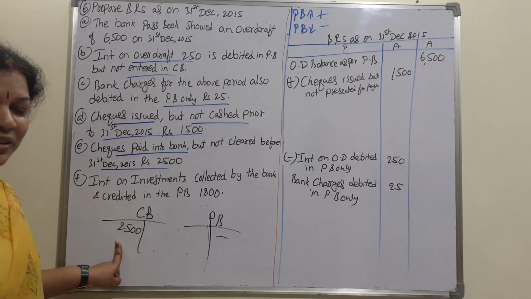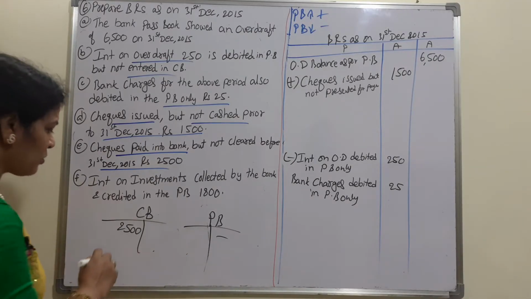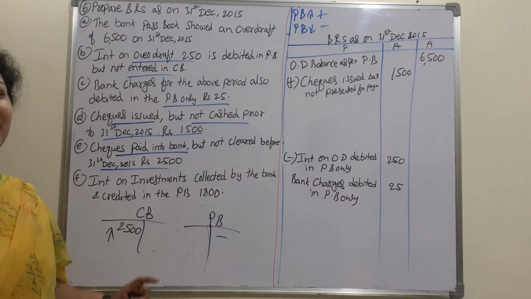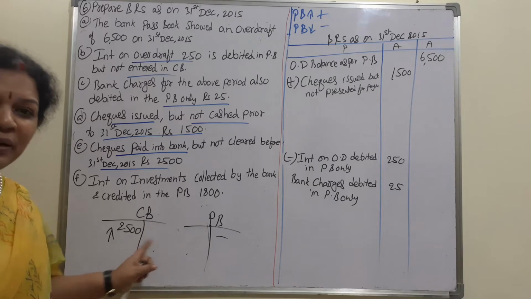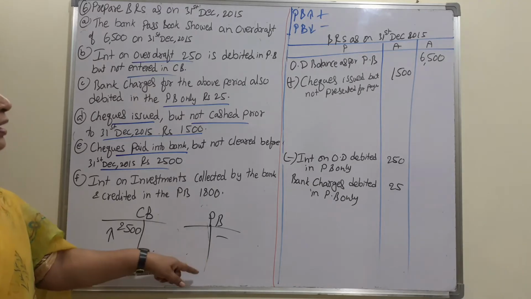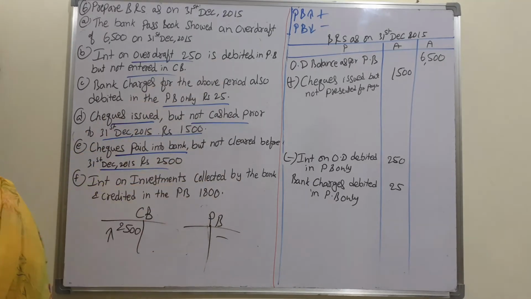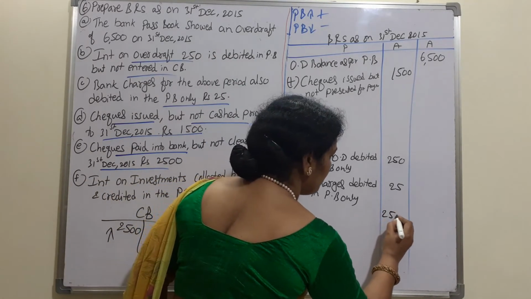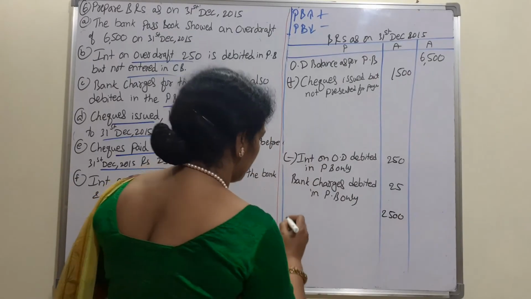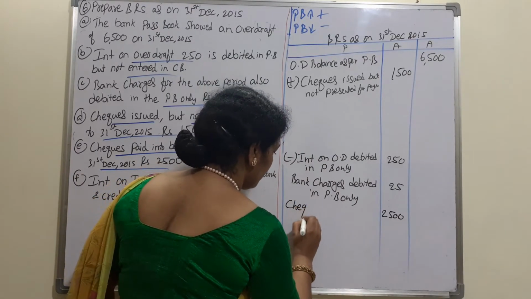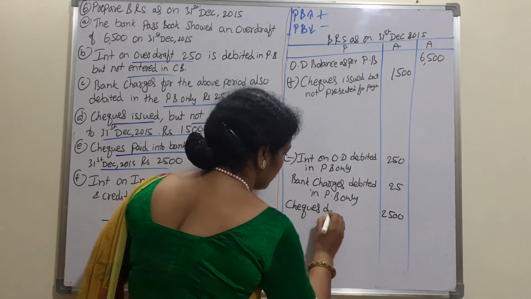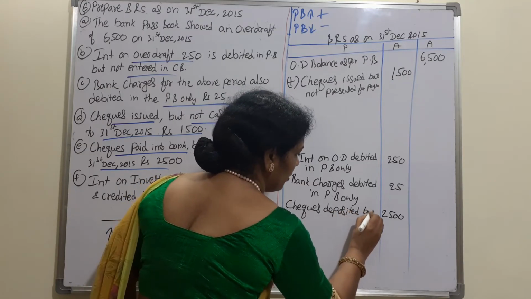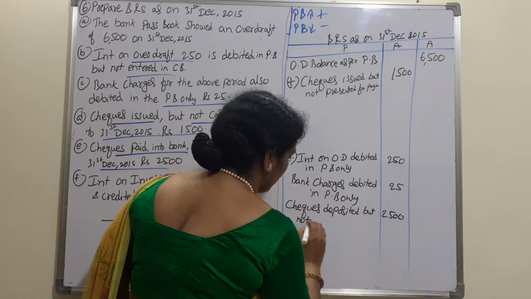But in the cash book we have written. Cash book we have written means cash book is more. When cash book is more, passbook has no entry. So compared to that, passbook is less. When passbook is less, deduct it. How much? 2500. Checks deposited but not credited by bank.